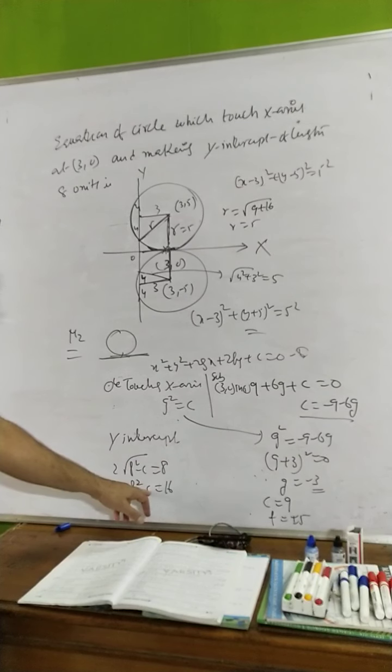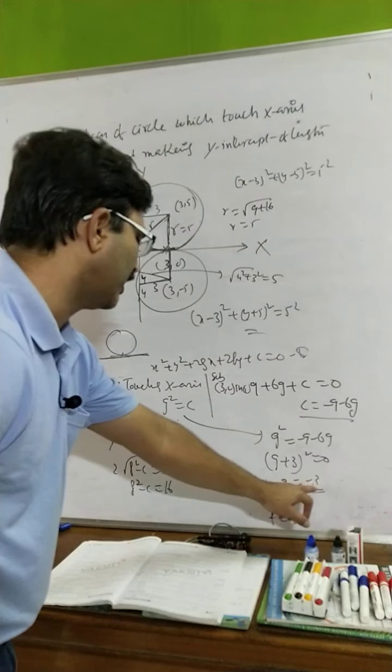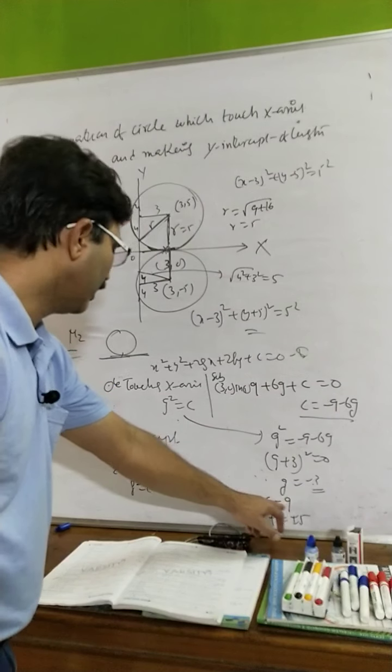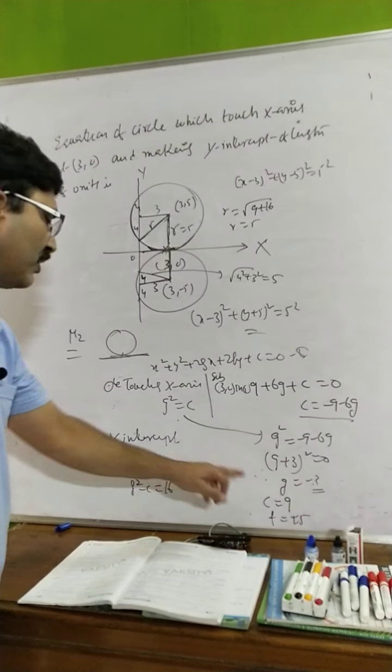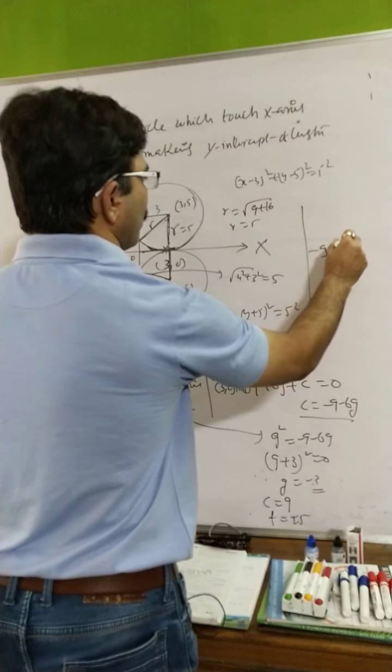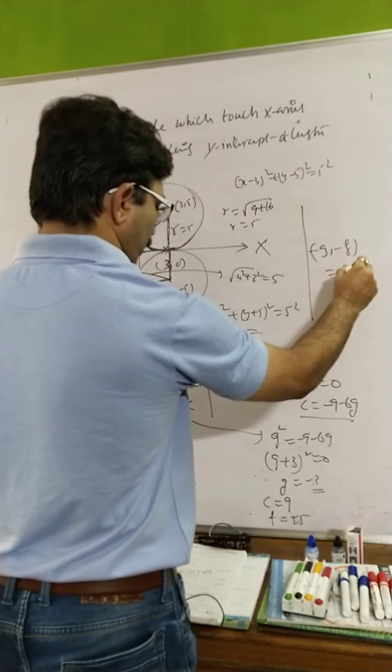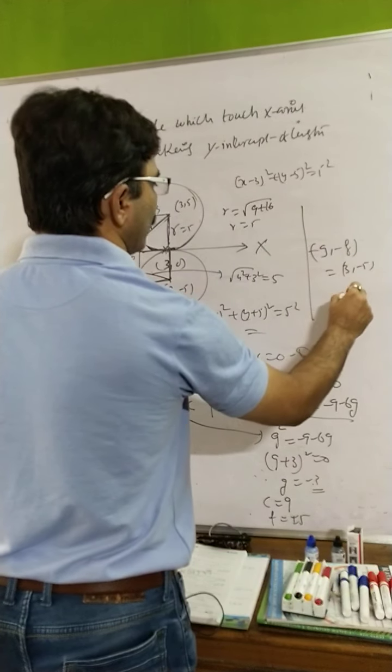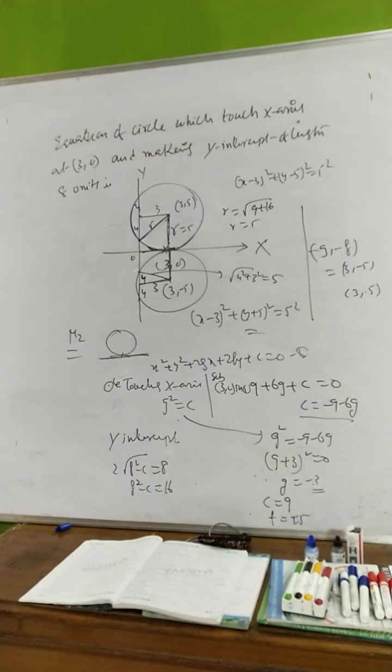Once you got it, the value of f square is equal to this one. G square is equal to c. So g is minus 3, which means c is 9. If I substitute here, f square is equal to 25. That's the reason I got it. The center has two values: minus g comma minus f is the center. That is 3 comma minus 5 is one, and another one is 3 comma plus 5. So two cases we are getting like this.